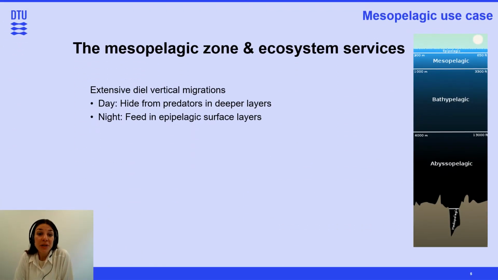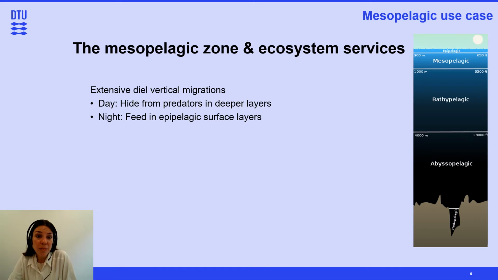Now, the mesopelagic community provides some important ecosystem services. Many species in this layer perform diel vertical migrations, where during the day, individuals stay in deeper and darker waters to hide from visual predators, and during the night they then move to shallower water layers to feed.